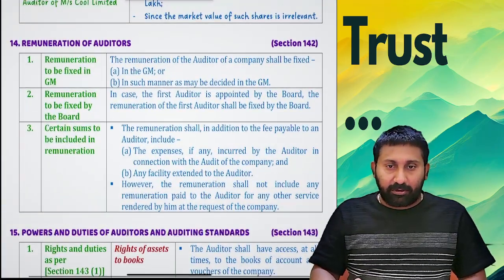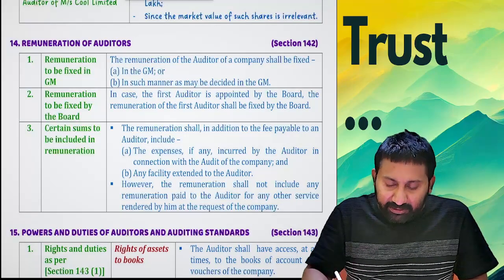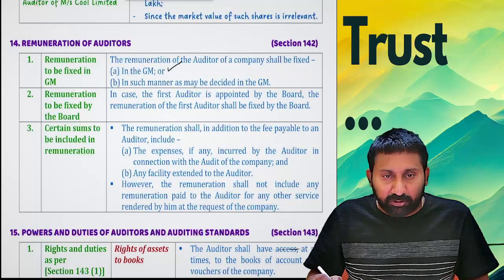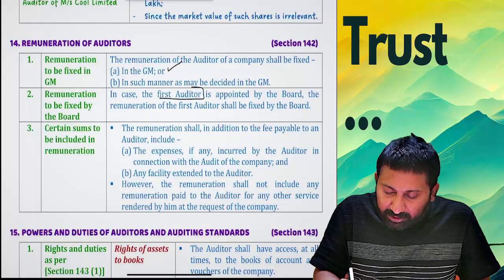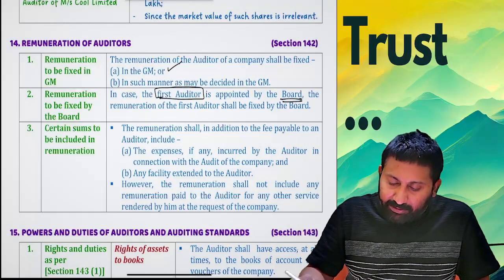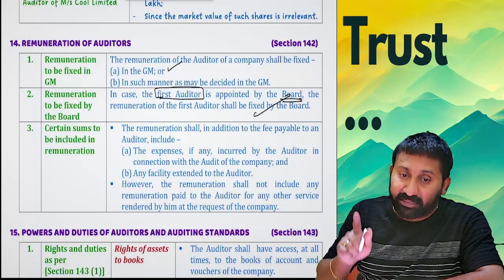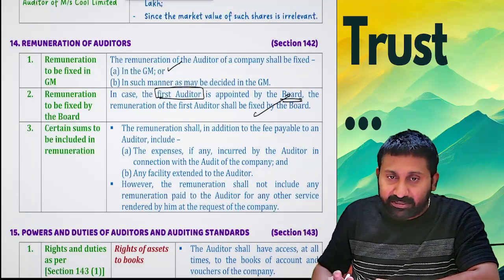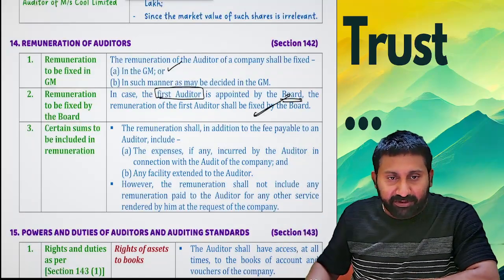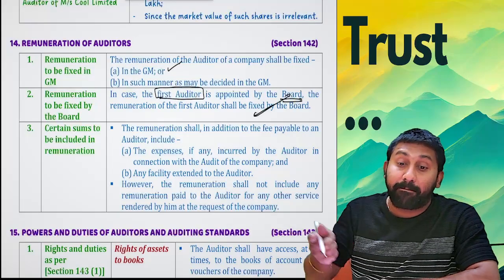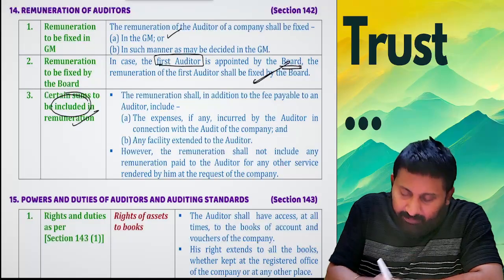Remuneration of auditors. Who will fix the remuneration? Remuneration will be fixed by the general meeting. Shareholders only will fix the remuneration of auditors. Okay. Next. In case the first auditor is appointed by the board, then it will be fixed by the board. We told, generally the first auditor must be appointed within 30 days of incorporation by the board of directors. In that case, the board only will fix the remuneration. In all other cases, the general meeting will fix the remuneration, or the general meeting will tell the manner of fixing the remuneration.